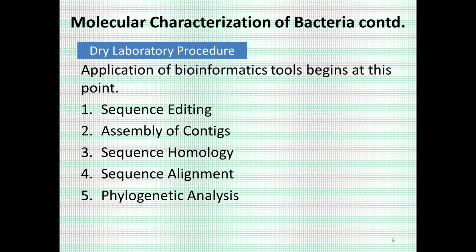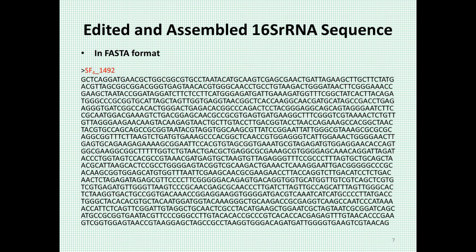Now, when the company sends your assembled and edited sequences, especially for a 16S RNA, it usually comes in a format that we call the FASTA format. And this is the FASTA format sequence of the 16S RNA for organism with code SF4, which has 1,492 base pairs of nucleotides in this region that was sequenced.